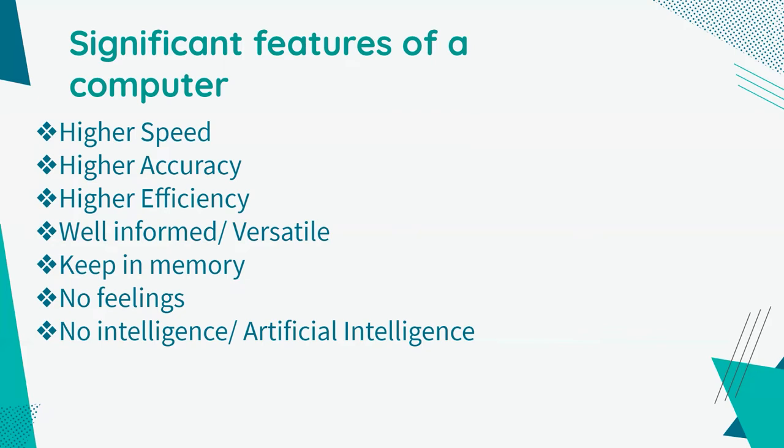Next, the final feature I'm going to talk about is that the computer has no intelligence. A computer system is completely dependent on us humans on how to work. Until a user gives any kind of instruction, it cannot do any work. And only after giving the instruction, a computer can complete its work.